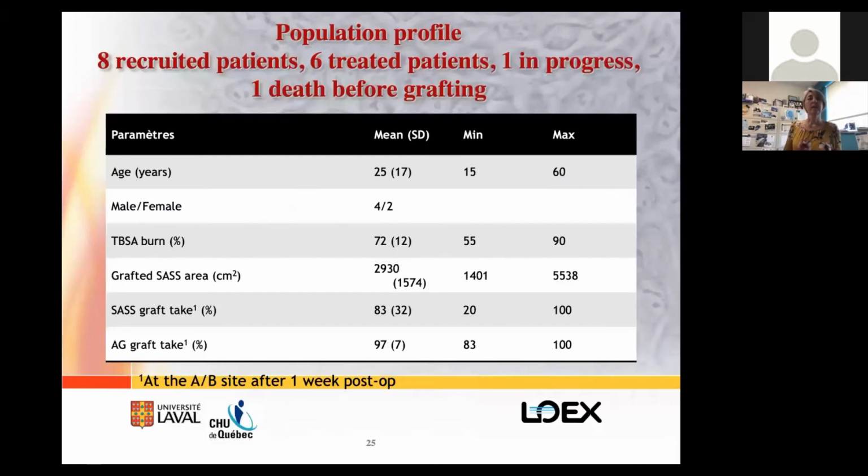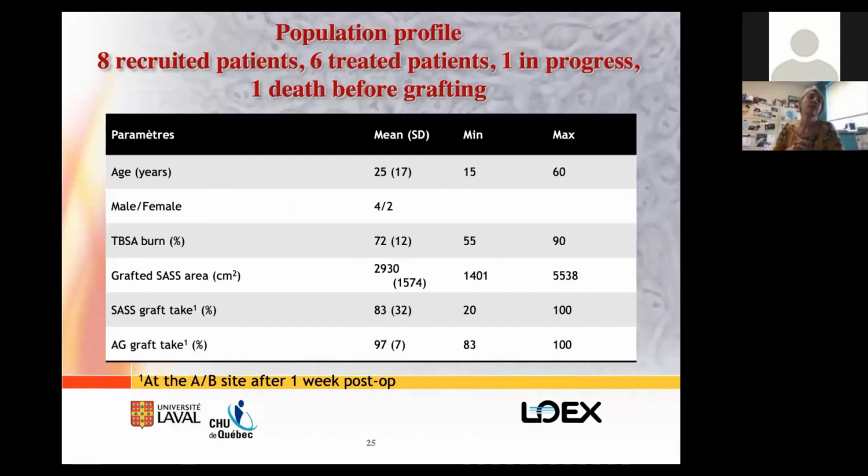At that time, we had recruited 8 patients. We have treated 6, one is in progress at this moment, and one died before grafting. You can see the surface area of the patient that was burned was around 70%, so it's a large surface, and we grafted between 1,000 and 5,000 square centimeters of skin substitute.